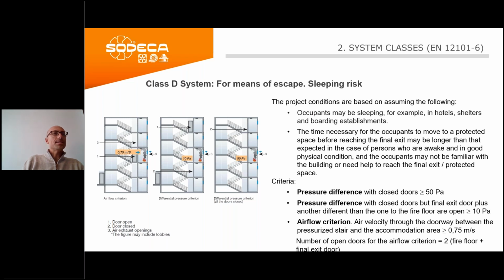And this is why, instead of considering only 1 door open, we have to consider 2 doors open for this criterion of 10 pascals, apart from the exit door, another door. And for the airflow criterion, also 2 doors, the one at the fire level and the exit door. When we have more doors open, the requirements of air to be supplied into the staircase will be much larger.